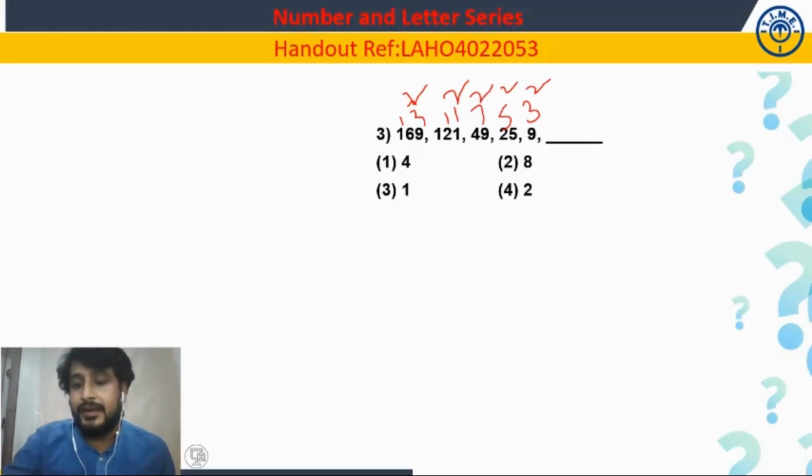So, after 3 in the decreasing order, which is the prime number? 2. And the 2 square is 4. Choice 1. If you go with the reverse order from right hand side, 2 square, 3 square, 5 square, 7 square, 11 square, 13 square. Consecutive prime number squares. Squares of consecutive prime numbers. And the answer is choice 1.